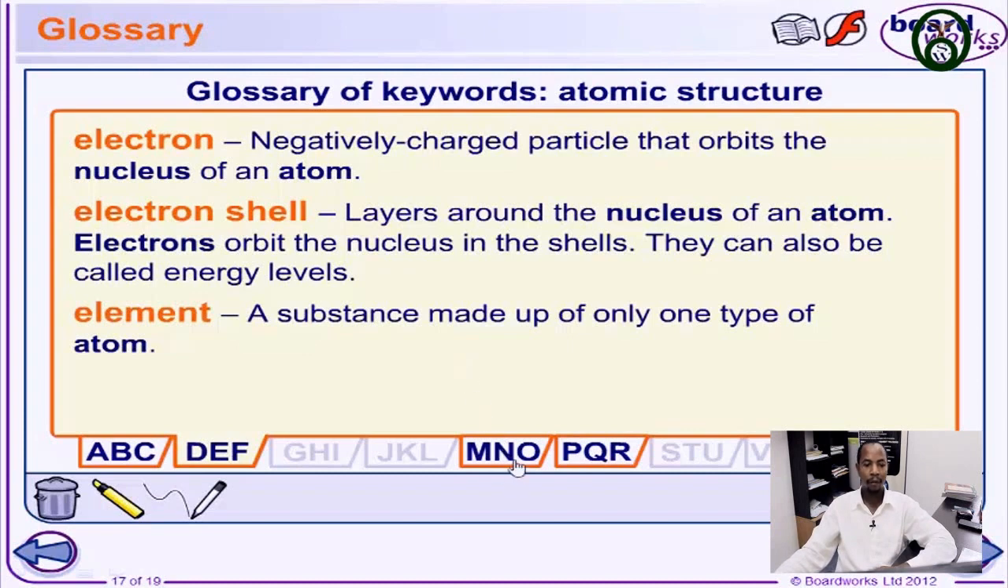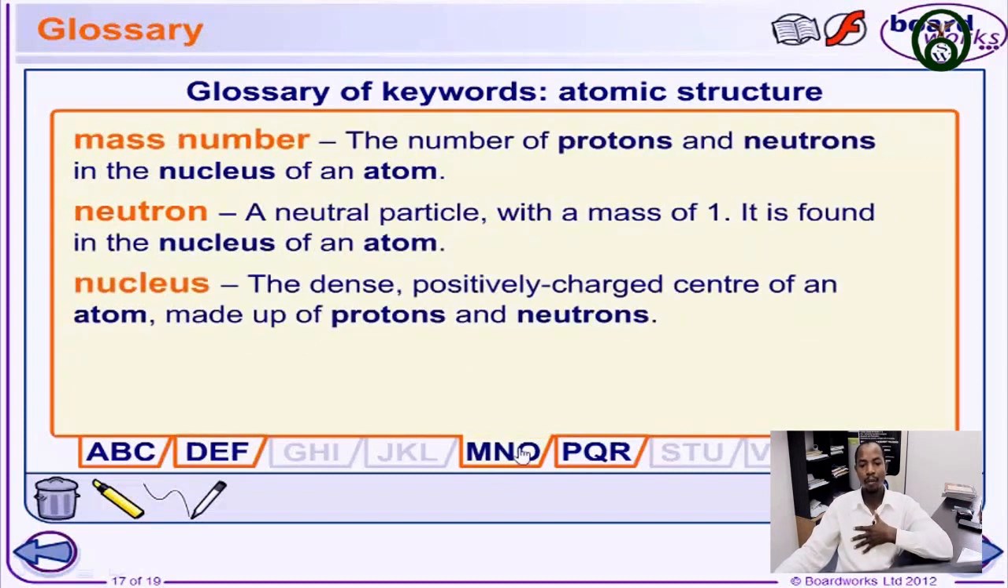Now let's take a look at the mass number. We say the mass number is the number of protons and number of neutrons found in the nucleus of the atom. Then we say the neutrons. If you take a look at the nucleus of an atom, a neutron is also found in the nucleus with a mass of 1 and without a charge.